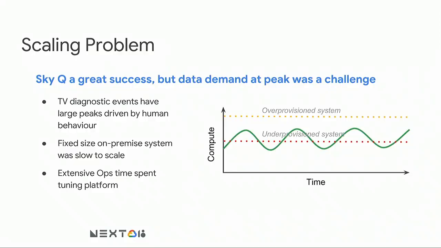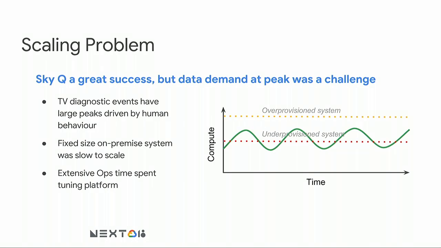So our original solution for Sky Q Analytics was based on a Hadoop cluster. It was a fixed size cluster on-prem. And Sky Q, great product, really successful, but the problem was that we had to deal with lots of peaks of data. So TV diagnostic data has large peaks. So in the UK, we don't have the weather of California, unfortunately. It rains a lot. When it rains, people go indoors, they watch more TV, they generate more diagnostic events. Also, we can have news events, we can have sports events, and on those days, we get more diagnostic events.